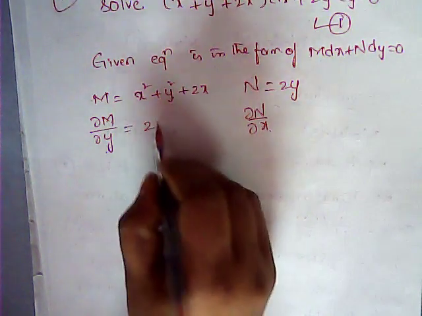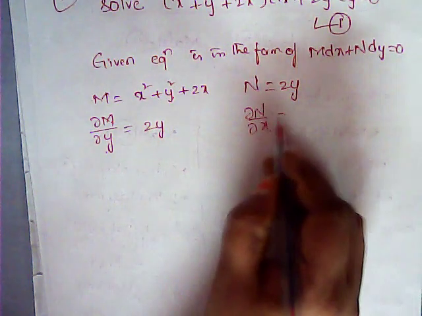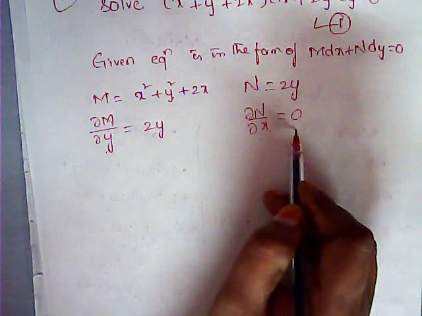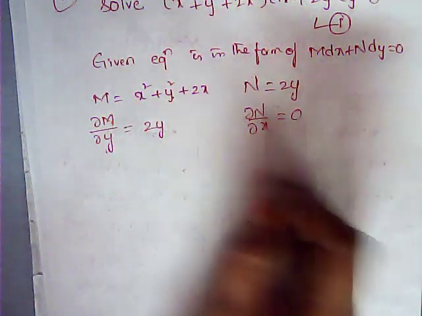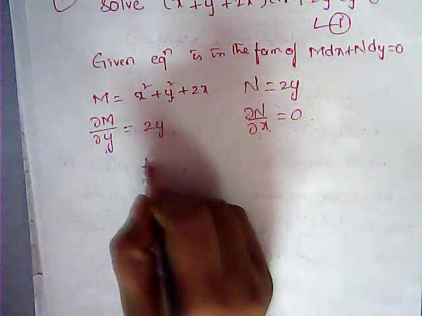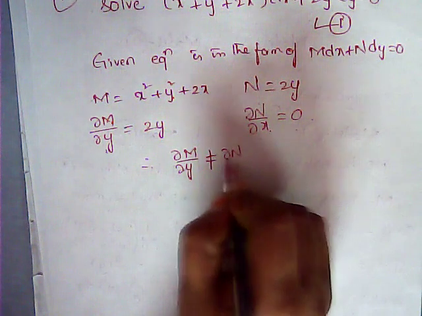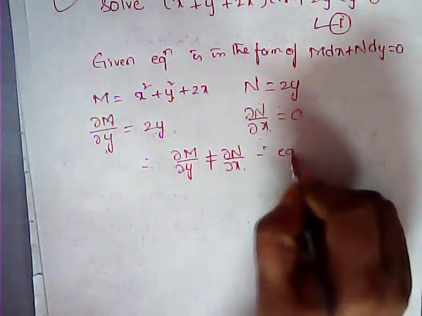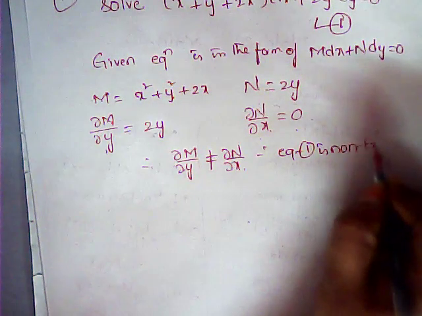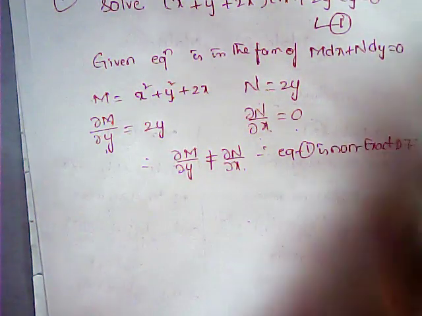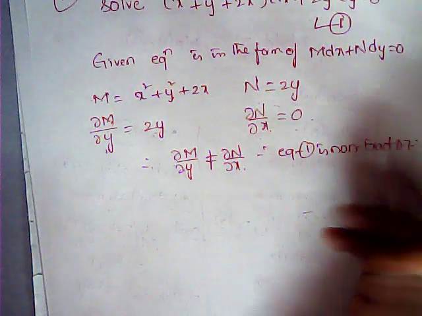What is the differentiation of m with respect to y here? y square differentiation is 2y. And what is the differentiation of n with respect to x? Here you don't have any x term, so it is equal to 0. So you got dou m by dou y as 2y and dou n by dou x as 0. Both are not equal, so dou m by dou y is not equal to dou n by dou x. Therefore equation 1 is a non-exact differential equation.